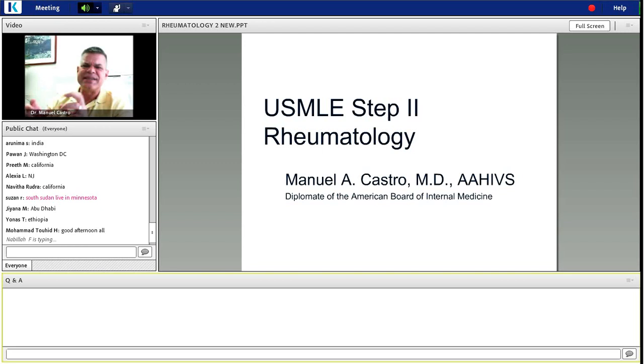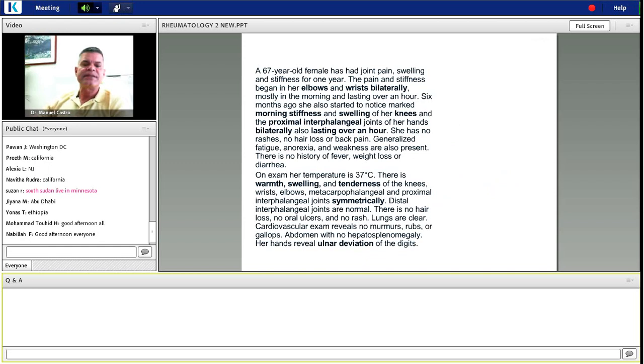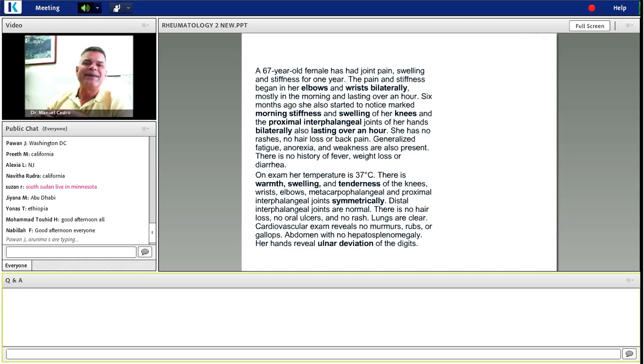So now let's start. I'd like to start with a case here, and let's see what we have. We have a 67-year-old female who has had joint pain, swelling, and stiffness for 1 year. Very important also to pay attention to the fact: is it acute versus chronic? Why is that? Because if it is acute, you're going to think of conditions such as gout, pseudogout, septic arthritis, trauma. So things that are much more acute.